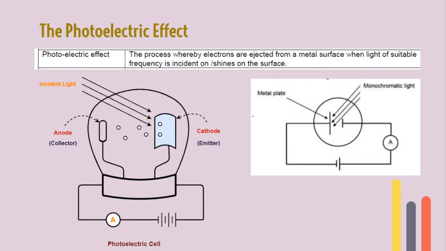Now, this section, of course, is about the photoelectric effect, which I've already said describes the particle nature of light. We say that the photoelectric effect is the process whereby electrons are ejected from a metal surface when light of a suitable frequency or suitable energy is incident or shines on the surface.